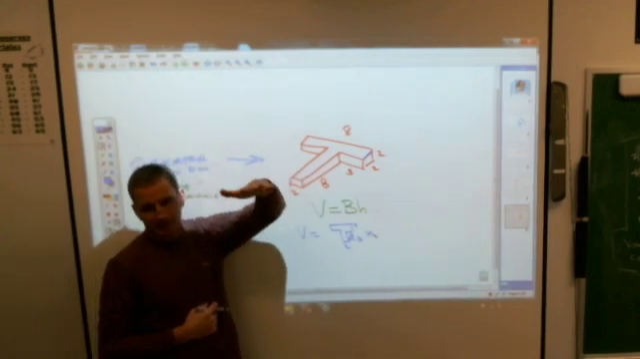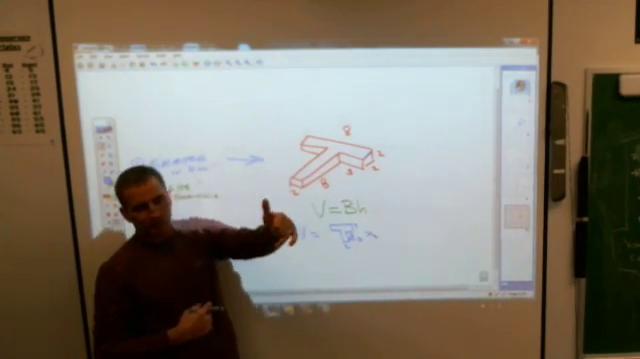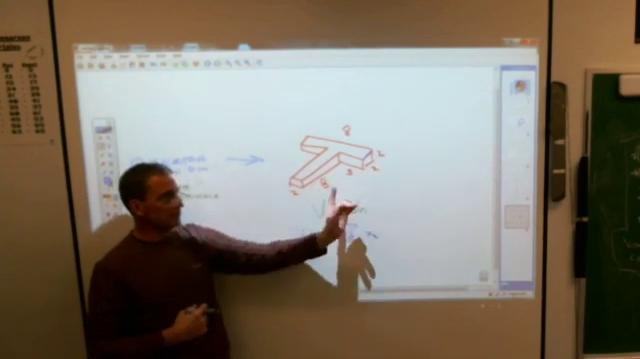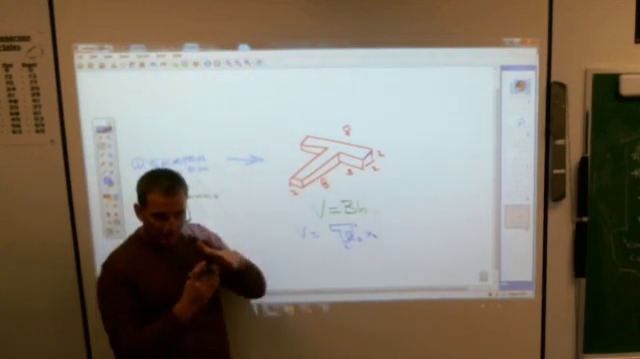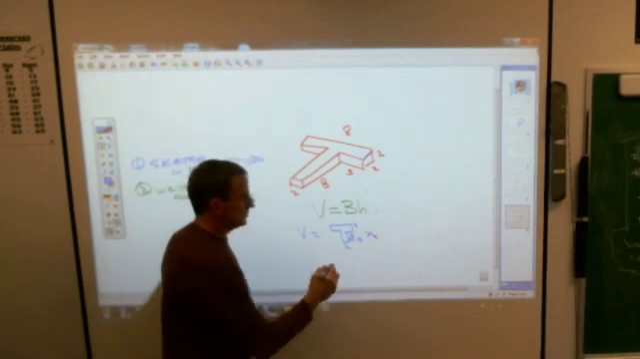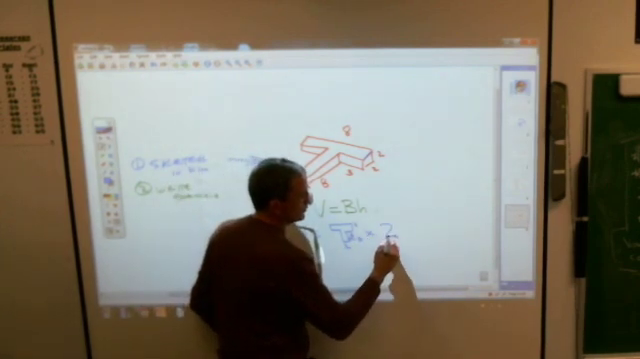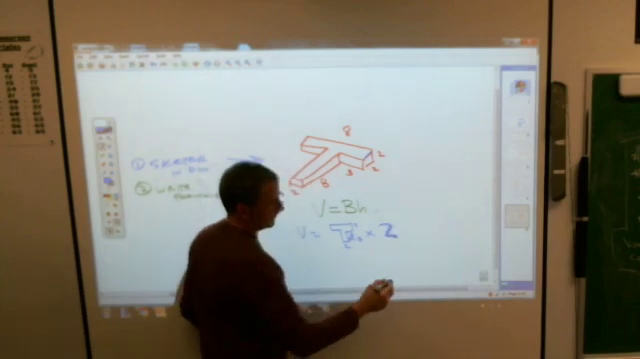If the base is the letter T, how tall is the shape? Again, if you set it on the base, what dimension is perpendicular to that, Riv? 2. So whatever you get for that area, you're going to multiply by 2. Just don't forget to do that.